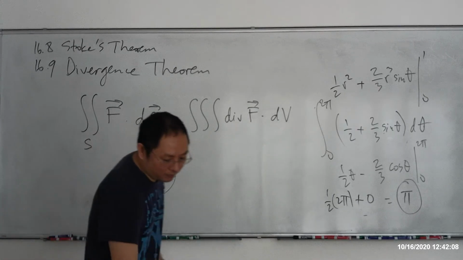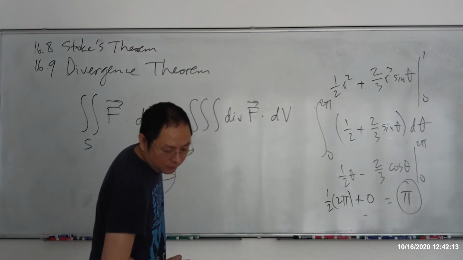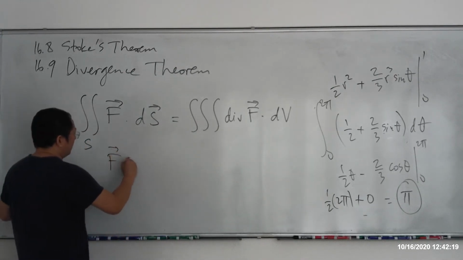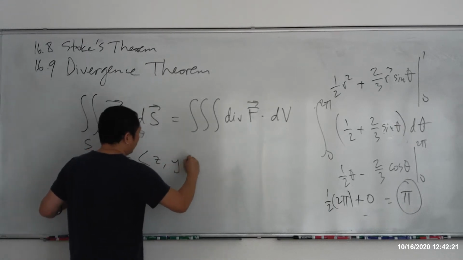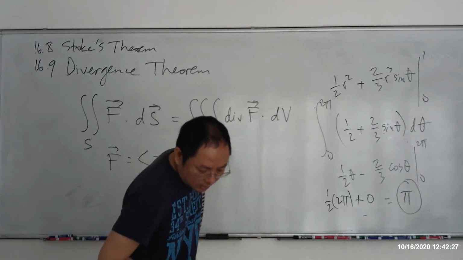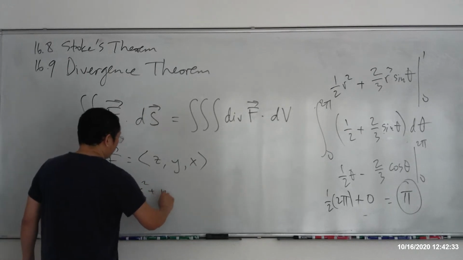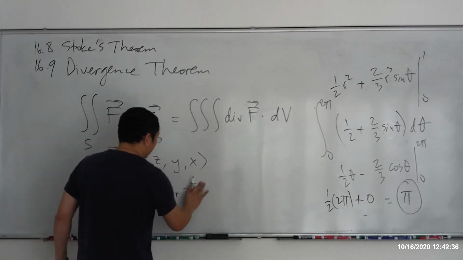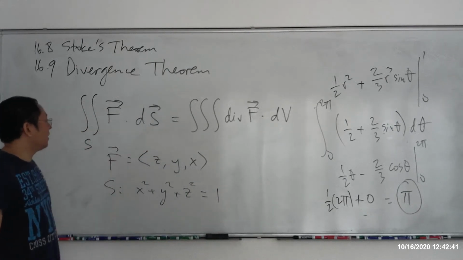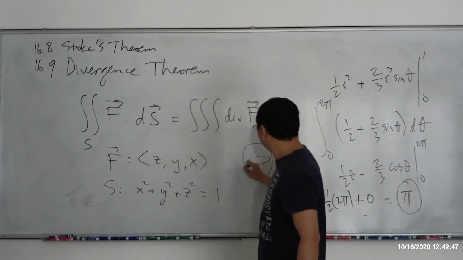How about an example? Let me use the example in the book. The book gives you F equals z, y, x. Easy. This is my vector field. And the region that we cover is the sphere x squared plus y squared plus z squared equals 1, to make it easy, the unit sphere. This is my S right here, this is my F right there, and the sphere is closed, of course.